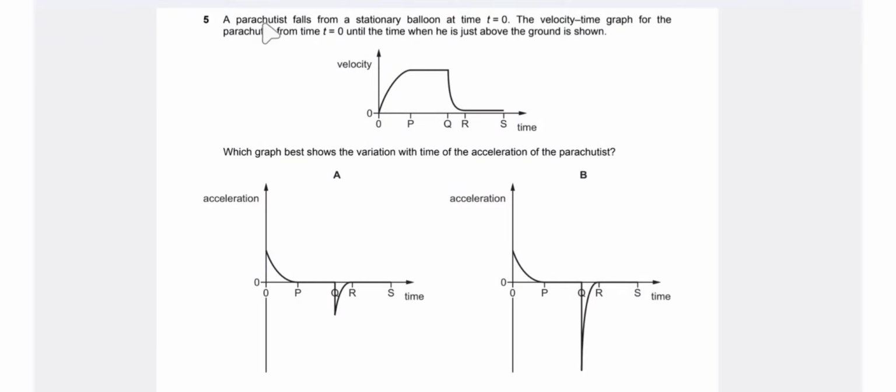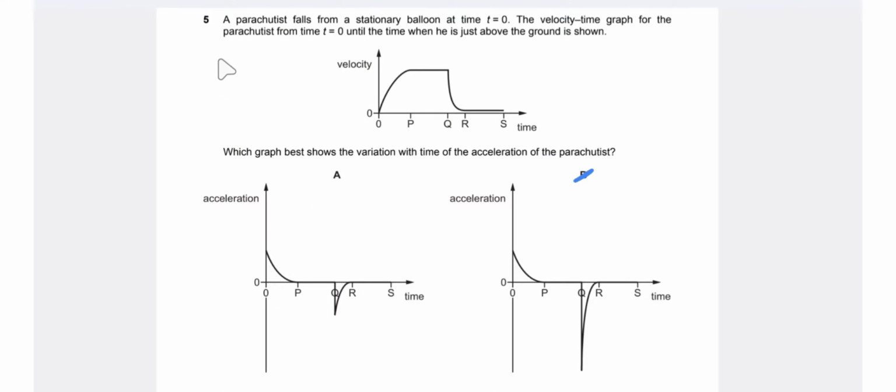For question number 5, a parachutist falls from a stationary balloon at time t equals 0. The velocity-time graph for the parachutist from time t equals 0 until the time when he is above the ground is shown. So this is the velocity against time graph. Which graph shows the variation with time of the acceleration of the parachutist?